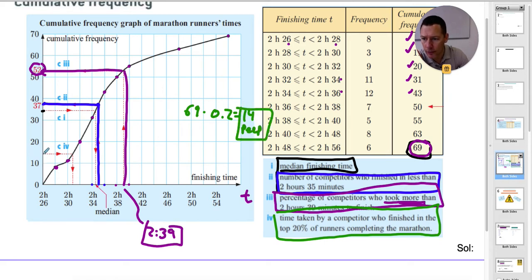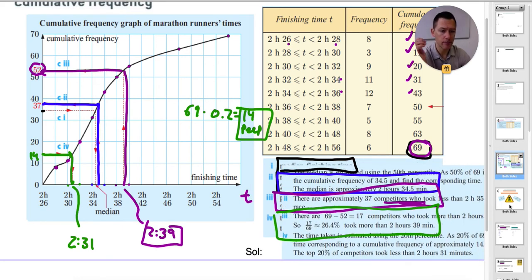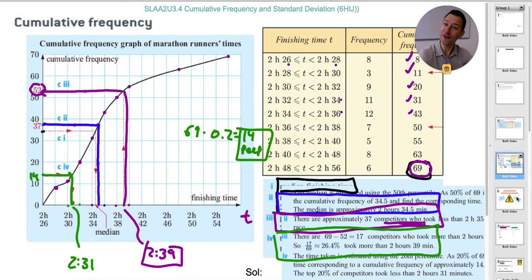So here's around 14, right? Again, they'll give you some wiggle room provided you show what you're doing. This is my top 14, go over to the line, and then follow the line down. Oh, 2 hours 30, 2 hours 32, so this is like 2 hours 31. Again, they'll give you some wiggle room there, provided that you show your work. Yeah, let me check that. Yeah, so 2 hours 31. Neat. So cumulative frequency curves, useful and fun.